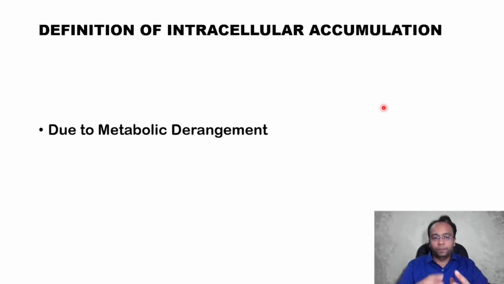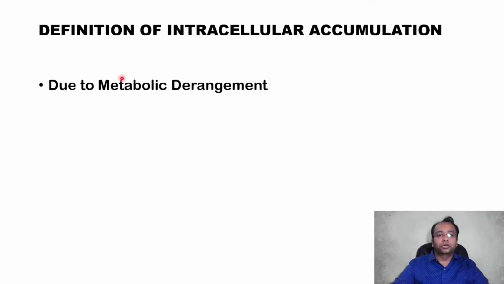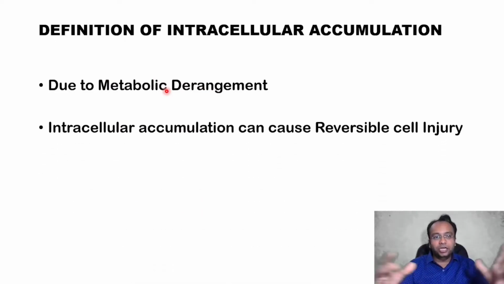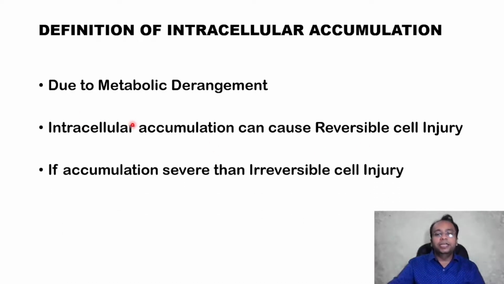So first of all, what do you mean by intracellular accumulation? Definition. The name itself suggests, it's an intracellular accumulation of either normal substance or abnormal substance. And it's due to metabolic derangement. The cause is metabolic derangement. Because of abnormal metabolism, there will be intracellular accumulation. Now, this intracellular accumulation within the cell can lead to reversible type of cell injury. It can damage the cell, it can injure the cell. But suppose this accumulation is severe, then it can lead to irreversible cell injury. So both types of cell injury can occur because of intracellular accumulation.